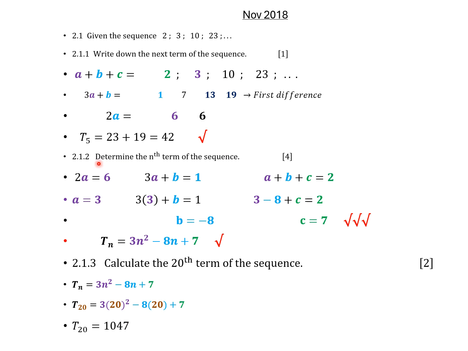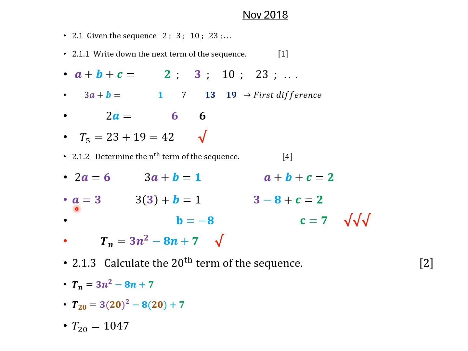difference. Now, very common question, 2.1.2, determine the nth term of the sequence. So it always starts from the bottom and I work my way up. 2a equals the first term, 3a plus b equals the first term of the first difference, and a plus b plus c equals the first term of the sequence given. So 2a equals 6, 3a plus b equals 1, a plus b plus c equals 2.